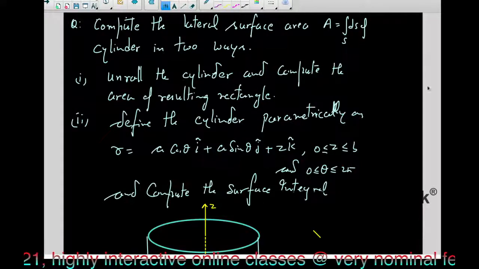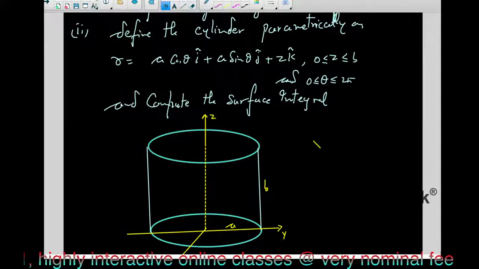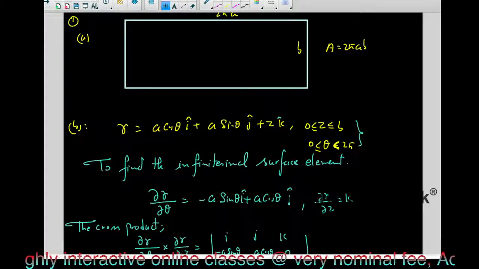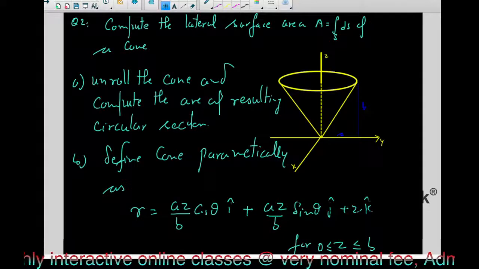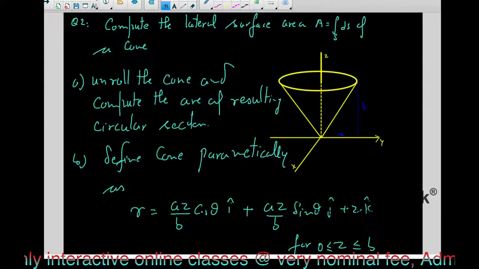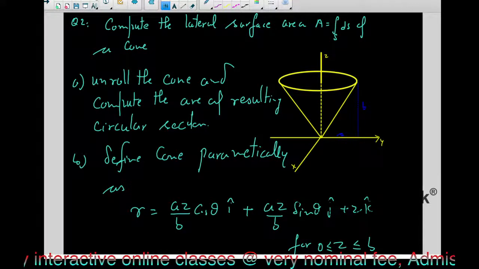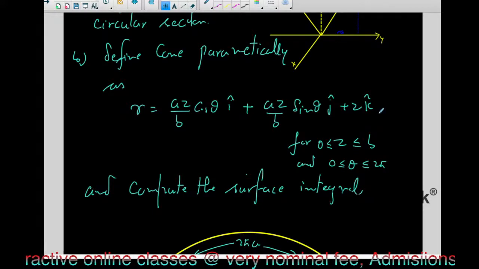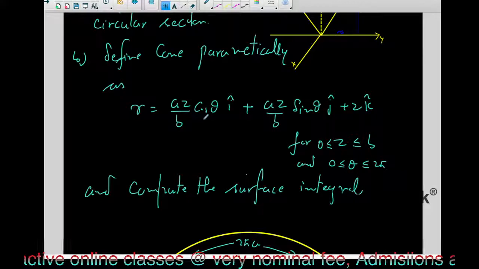Same formula, parametric. I have given this in the cylinder, and in the cone it is given: r equal to az by b cos theta i, az by b sin theta j. Is it clear? So from here, what do you have to find?